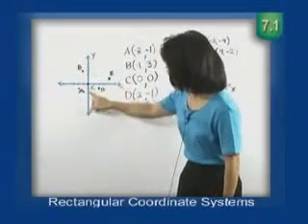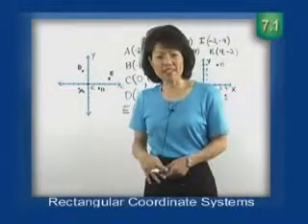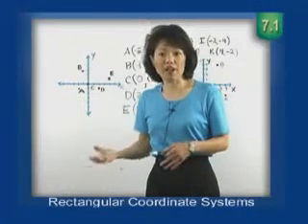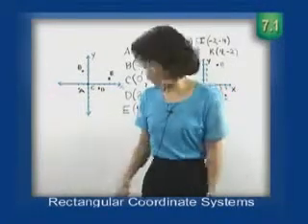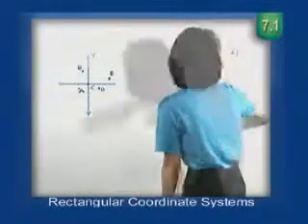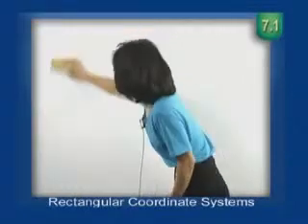So all we're doing when we're getting the coordinates for these points is basically counting and noticing which direction we're moving, if it's to the positive direction or to the negative direction. Now that we've learned how to plot some points, let's look at some linear equations and see how all this ties together.